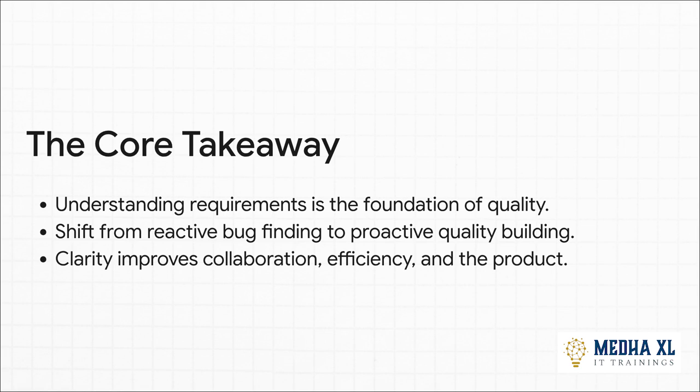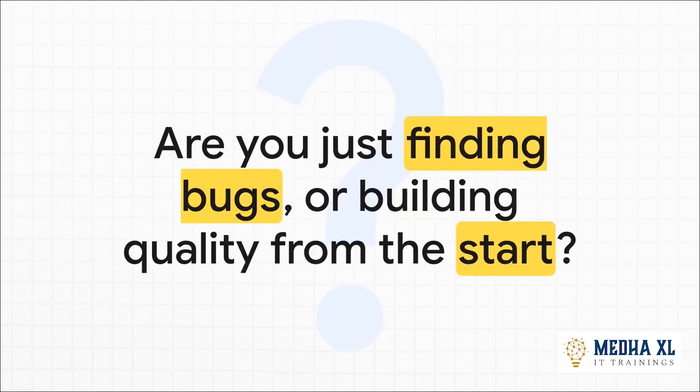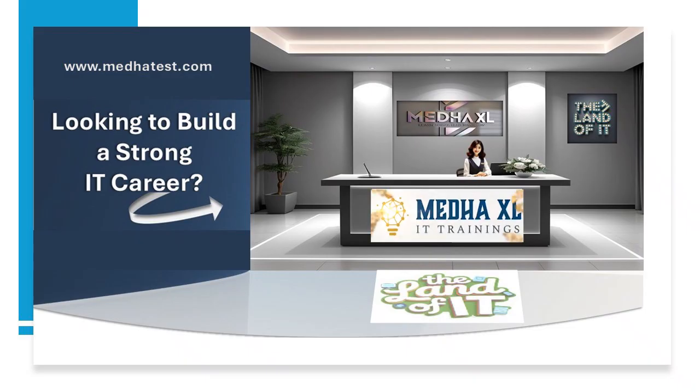And that clarity has a ripple effect. It improves collaboration, it makes everyone more efficient, and at the end of the day, it helps deliver a product that people actually love to use. So, I want to leave you with a question to think about. Are you just finding bugs in the software that gets handed to you? Or are you using that blueprint to help build quality in from the very start? Because that difference, well, it's everything.